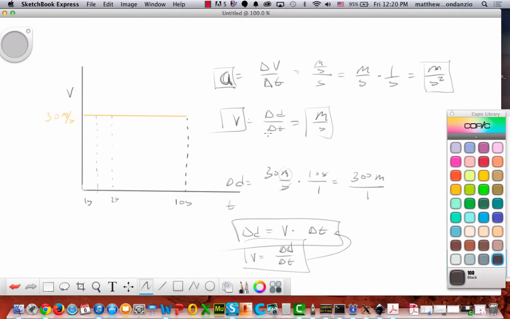Let's look at this for a second. You said I was at a velocity of 30 meters per second for a delta time of 10 seconds. Well, wait a minute. What is this shape here? Rectangle. What's the area of a rectangle? It's base times height, right? What's the height here? 30. 30 what? Meters per second. And what's the base? 10. So our delta distance in a velocity versus time graph is the area under the curve. Do you guys see that?